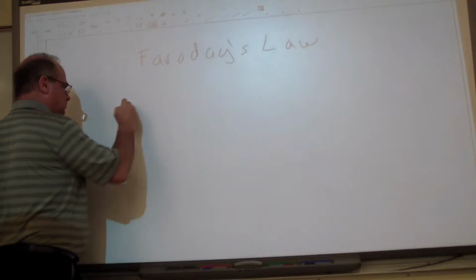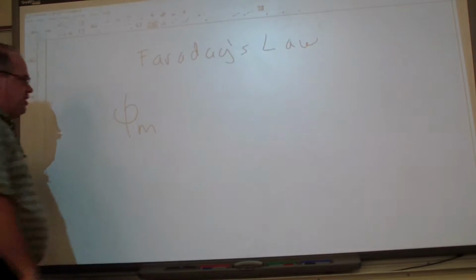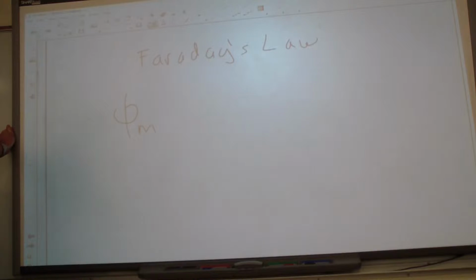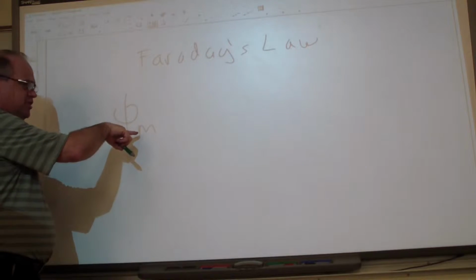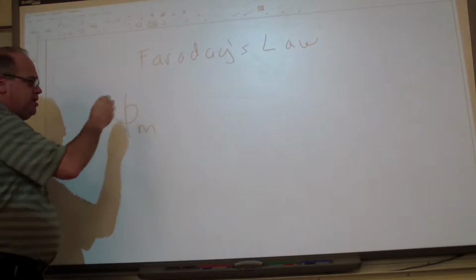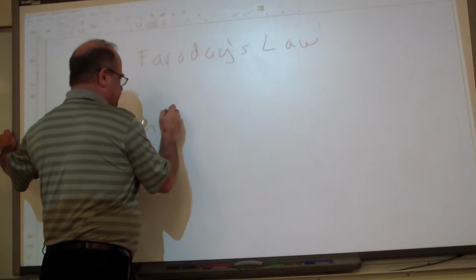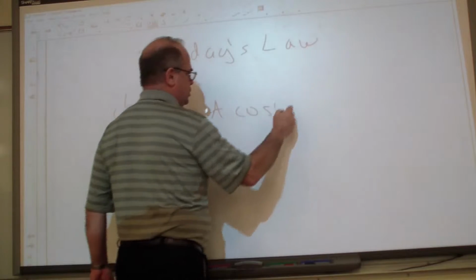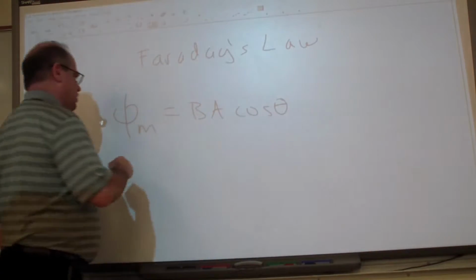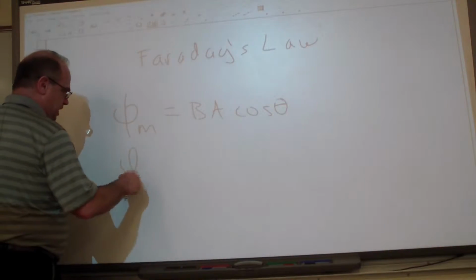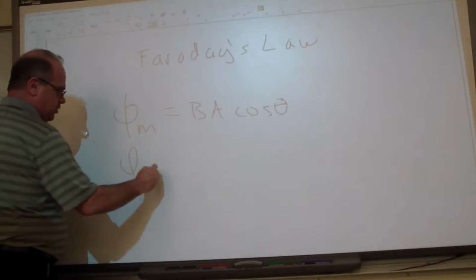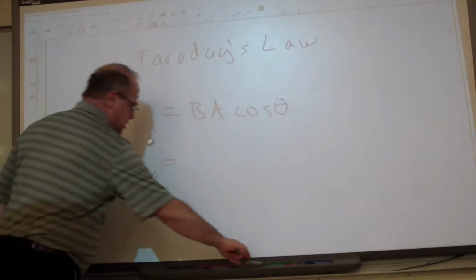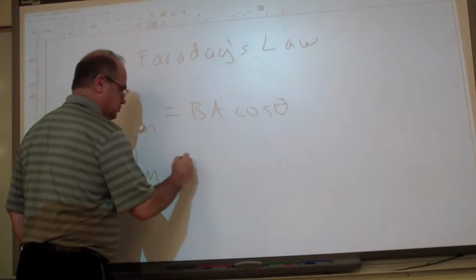This is big phi, uppercase or lowercase, either one, with a little m here. Some people do another subscript on that, I can't remember, it doesn't matter. But anyway, this is flux, and this equals BA cosine of theta. That's the lowercase phi, which I generally write when I'm in a hurry. That's your magnetic flux.